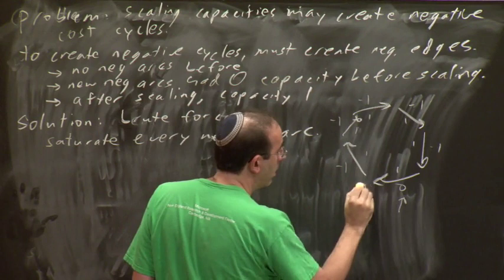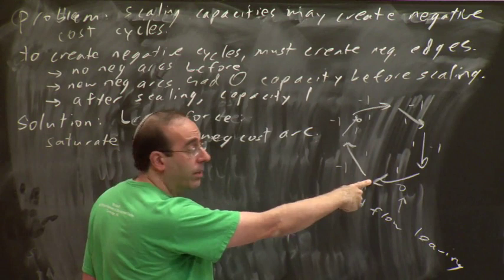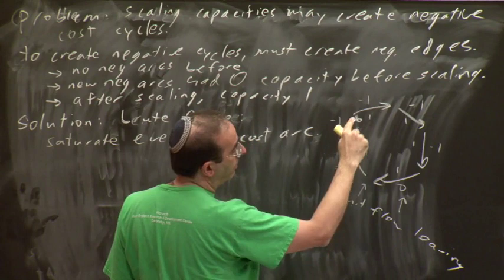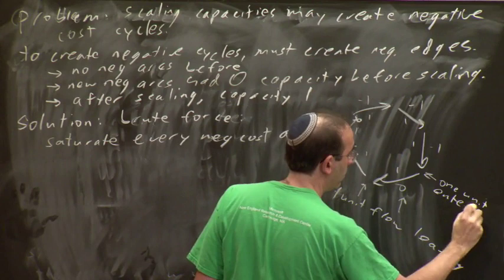So that means that we're going to have one unit of flow leaving from this part of the cycle, and it's going to come in over here. But from this vertex, we're going to have a unit of flow leaving, which saturates this arc. From this vertex, we're going to have a unit of flow. So we're going to saturate all of these things at the same time. And over here, we're going to have one unit of flow entering. So what we've done is created flow out of thin air.